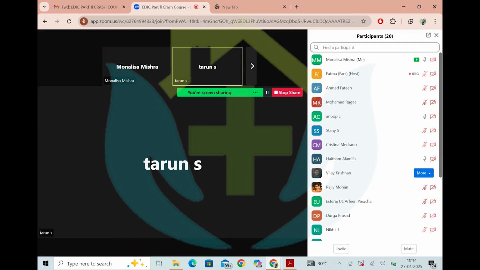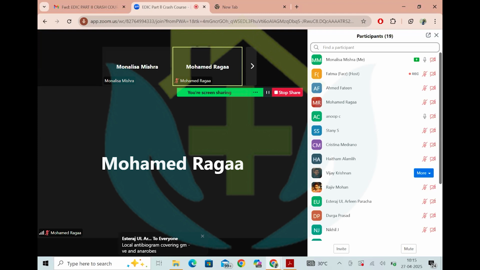So, for instance, Tarun is working in some hospital in India. Tarun, which hospital you are from? Local antibiogram. We should follow local. So everybody works in a different hospital, and they are coming from a different geographical area. So how do you decide which empirical? So the antibiotic choice for me will be different from Mohammed's, will be different from Christina's, will be different from Vijay's. So how do we locally decide which empirical antibiotic to give a patient in septic shock?